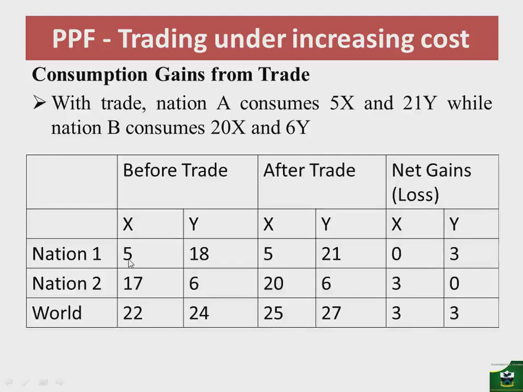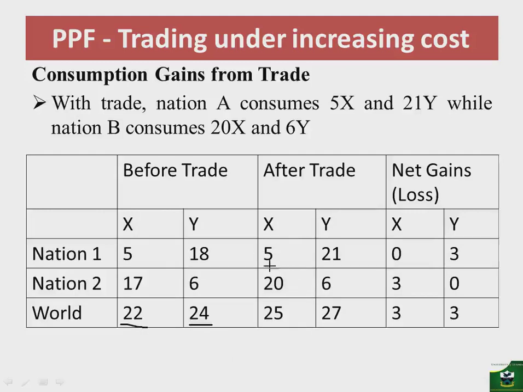So before trade, 5 of X were consumed. This is equal to the domestic production of X, and 18 of Y was consumed. This is equal to the production of Y in autarky. For Nation 2, 17 of X and 6 of Y were consumed. The world consumption was 22 of X and 24 of Y. And note that this is equal to the world domestic production.